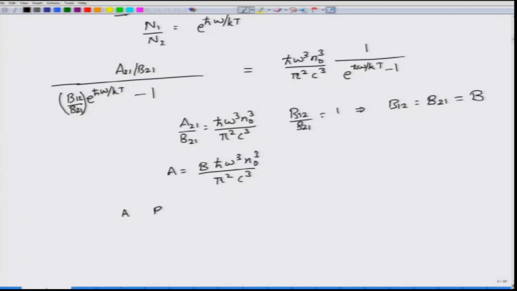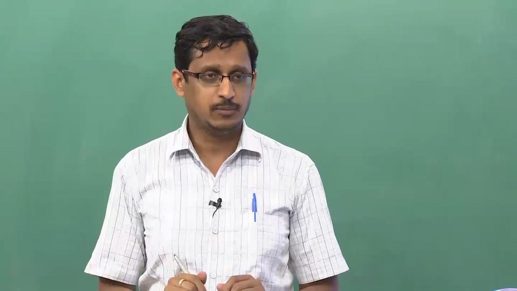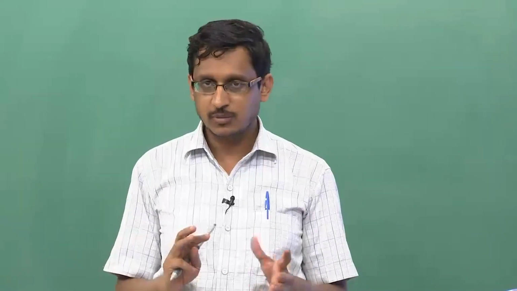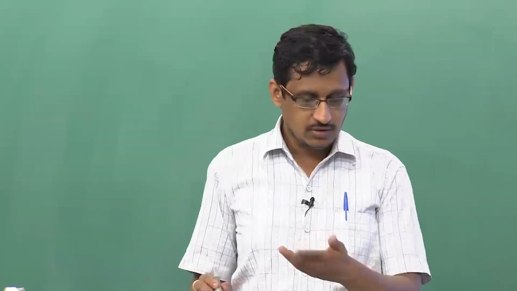So, what we have done is to obtain two coefficients. These are called Einstein's A and B coefficients. Einstein's A coefficient refers to the spontaneous emission, Einstein's B coefficient refers to the stimulated absorption and stimulated emission. So, this phenomenological theory is quite sufficient to understand how a laser actually operates.